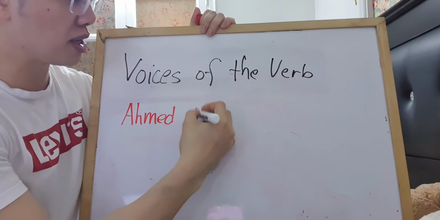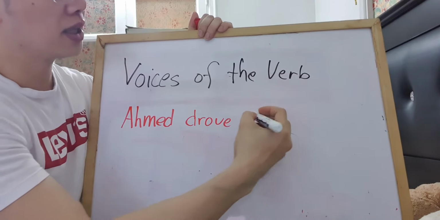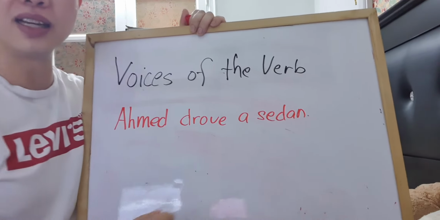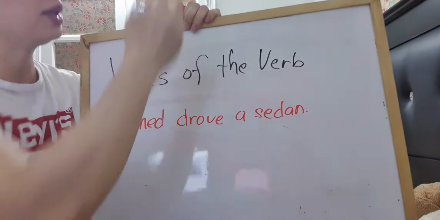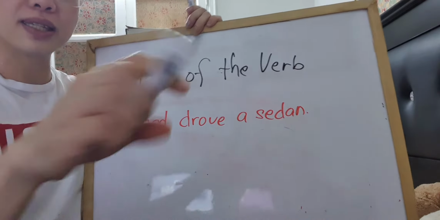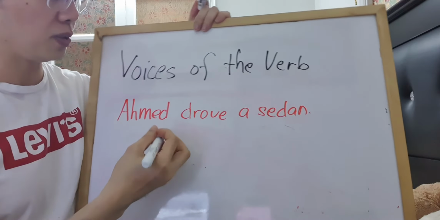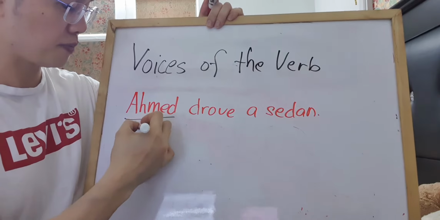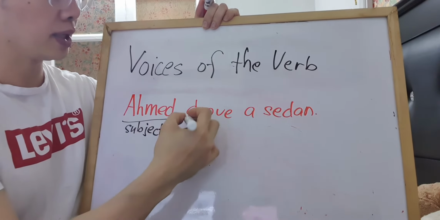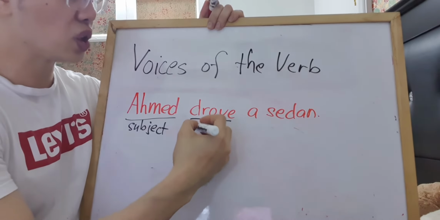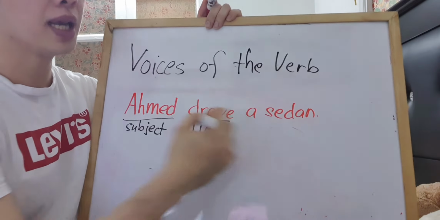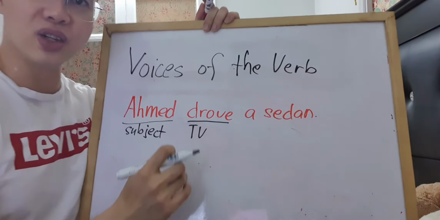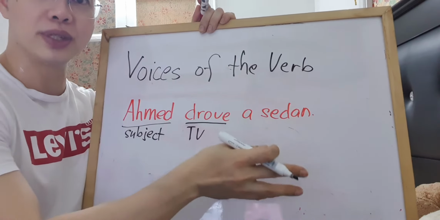Ahmad drove a sedan. So let's label the parts so it will be very clear for you. Ahmad is your subject. Drove is your transitive verb. Like I said, you need to have a transitive verb in order to change active voice to passive voice and passive voice to active voice.